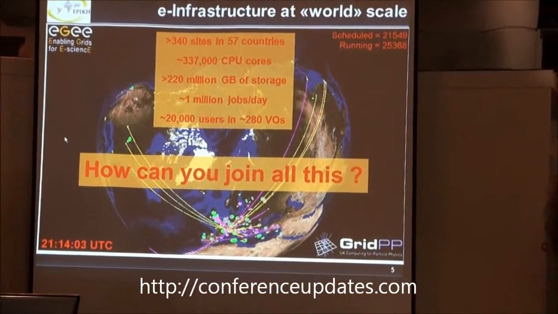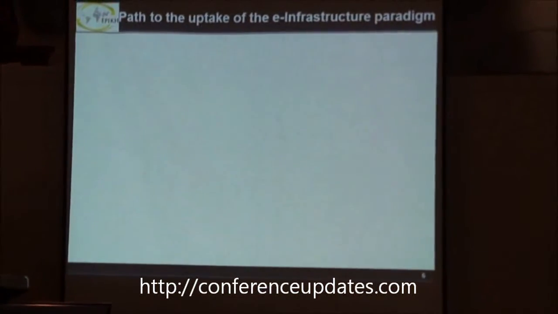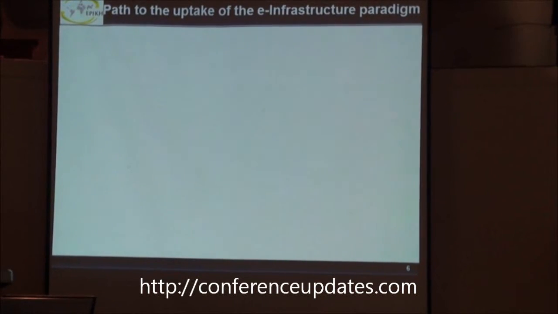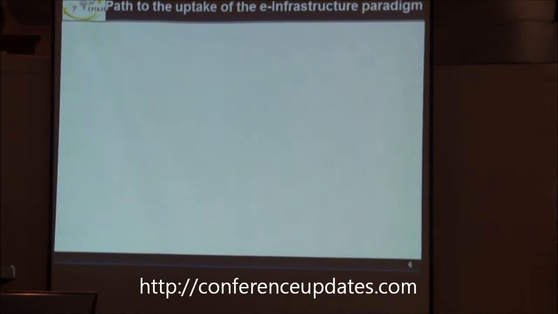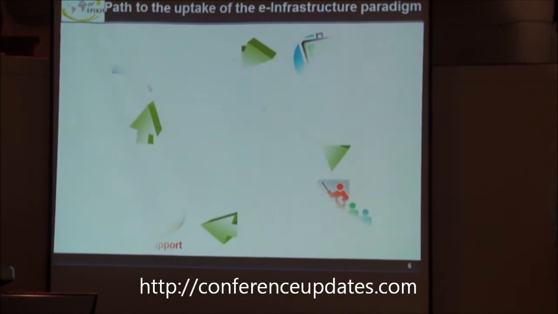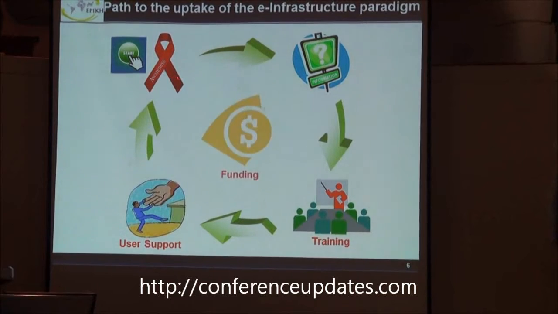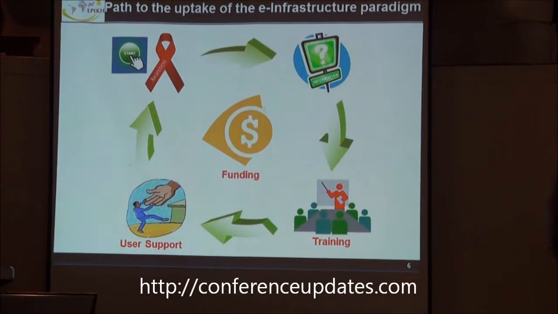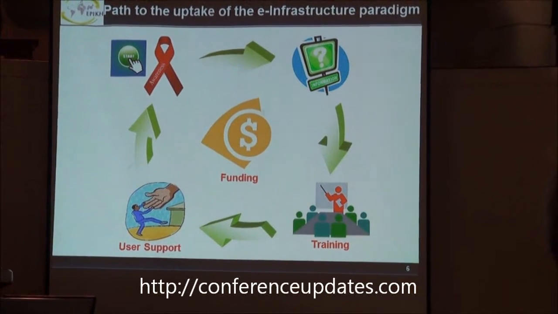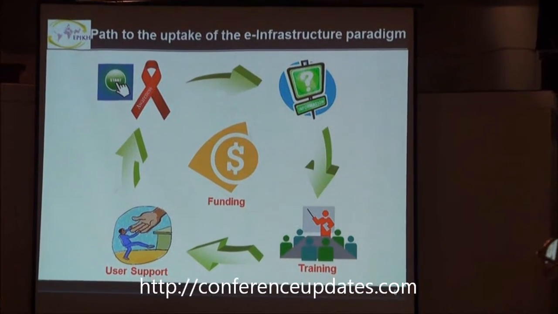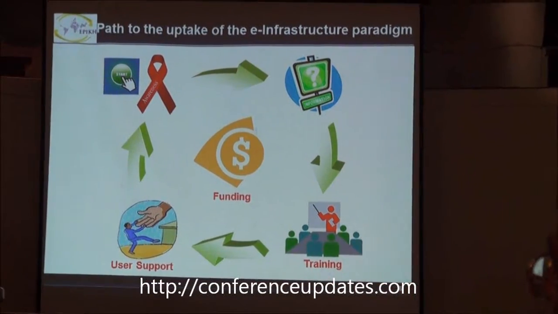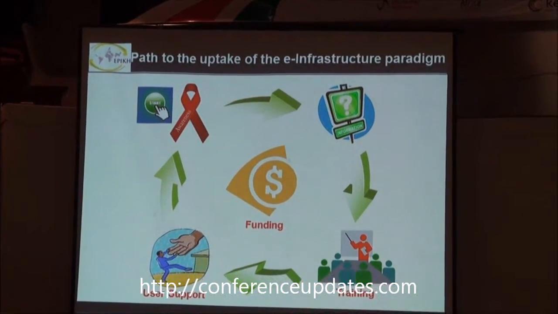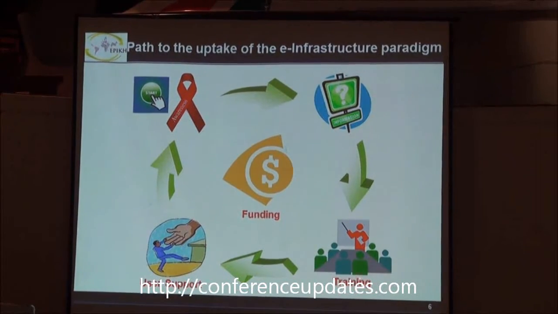So, CHAIN. Before talking about CHAIN, the path to the uptake of the infrastructure paradigm, like the path to uptake any other modern technology, starts from awareness, information, training, user support, and then of course funding. The way you can get funded and the way you can get organized have been explained by my colleagues before, so I'm trying to concentrate on this virtuous cycle. I will start with awareness, information, training, and support.